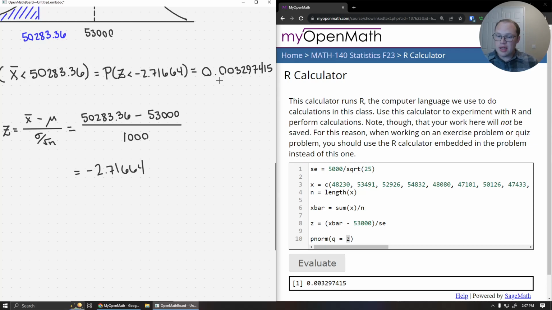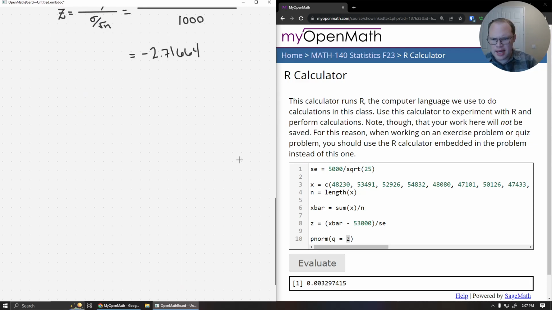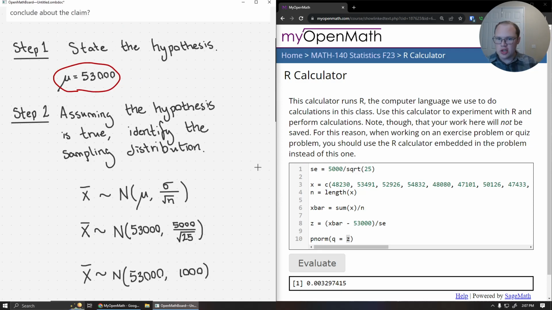So we calculated the probability. That's what step 3 was. Step 3 tends to be the longest step because of that. Okay? It could take a minute to calculate that probability. Finally, we're at step 4. Draw a conclusion. Now, the idea here is we've gone this whole way. We've done all these calculations assuming this is true.